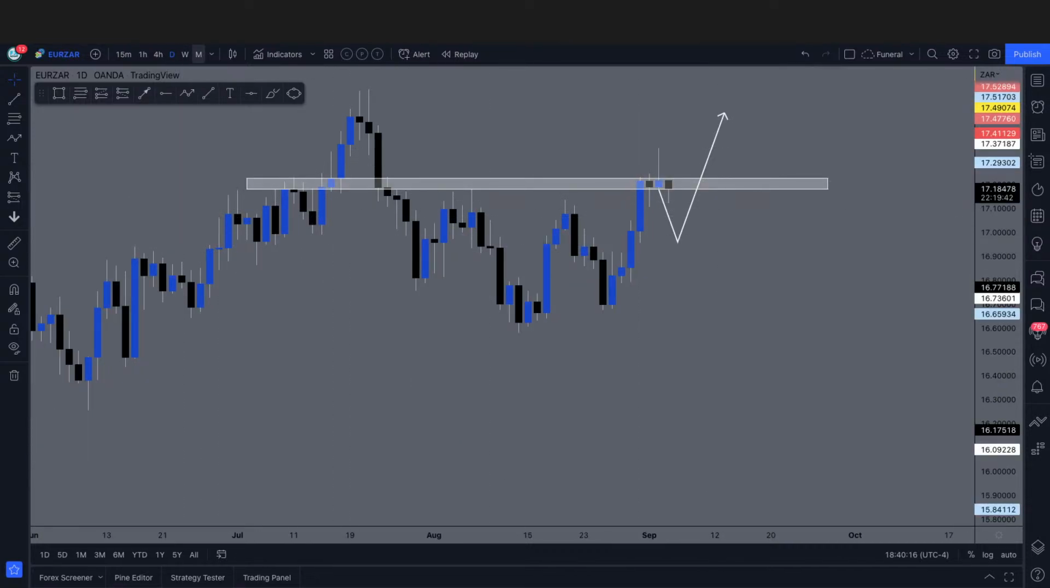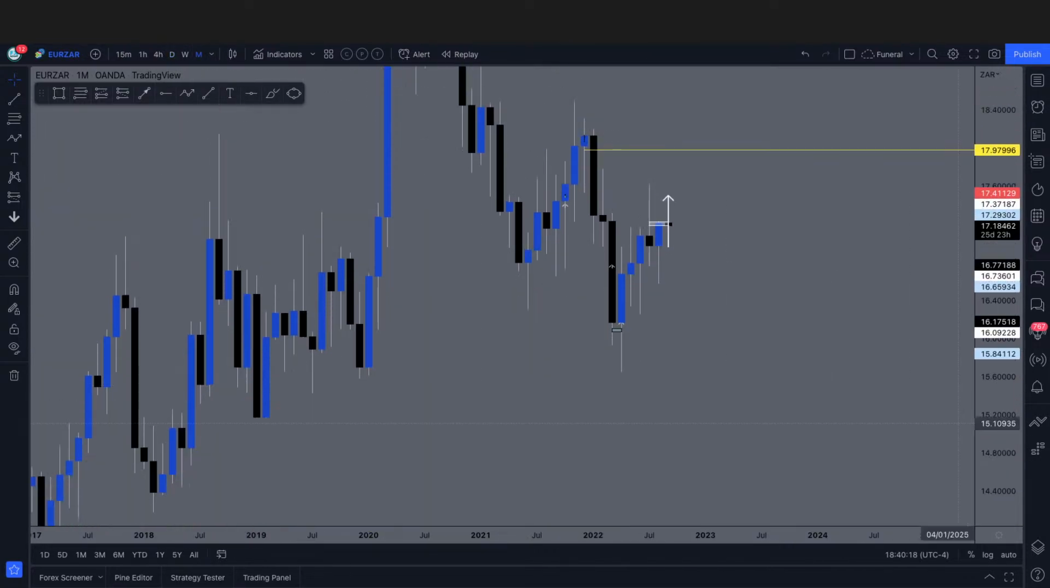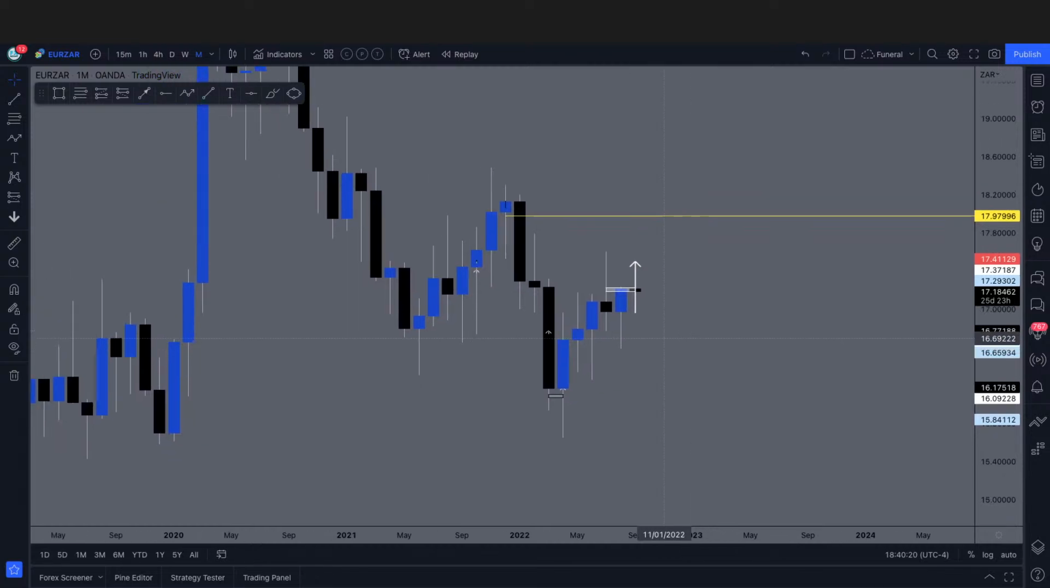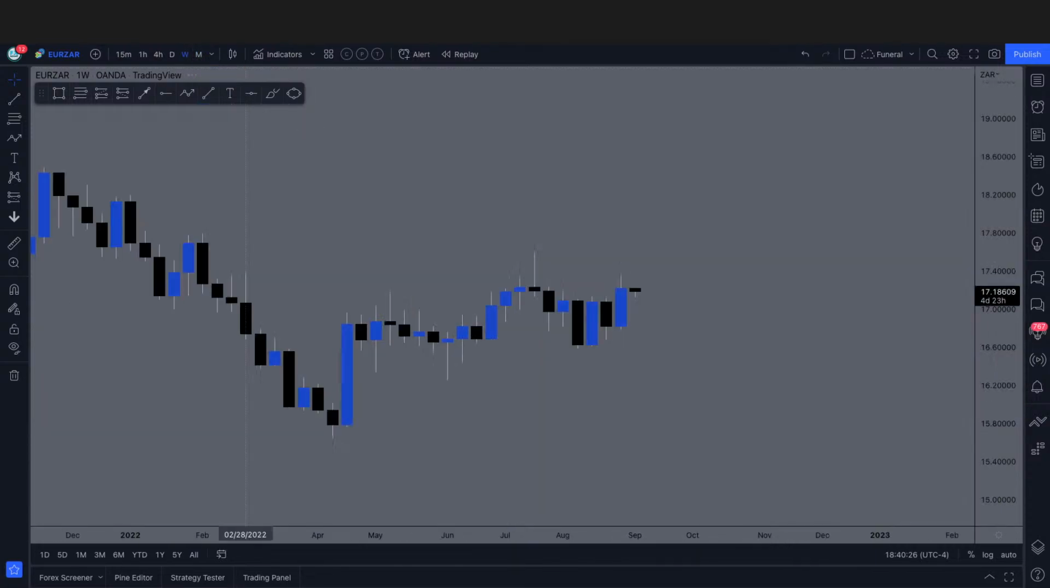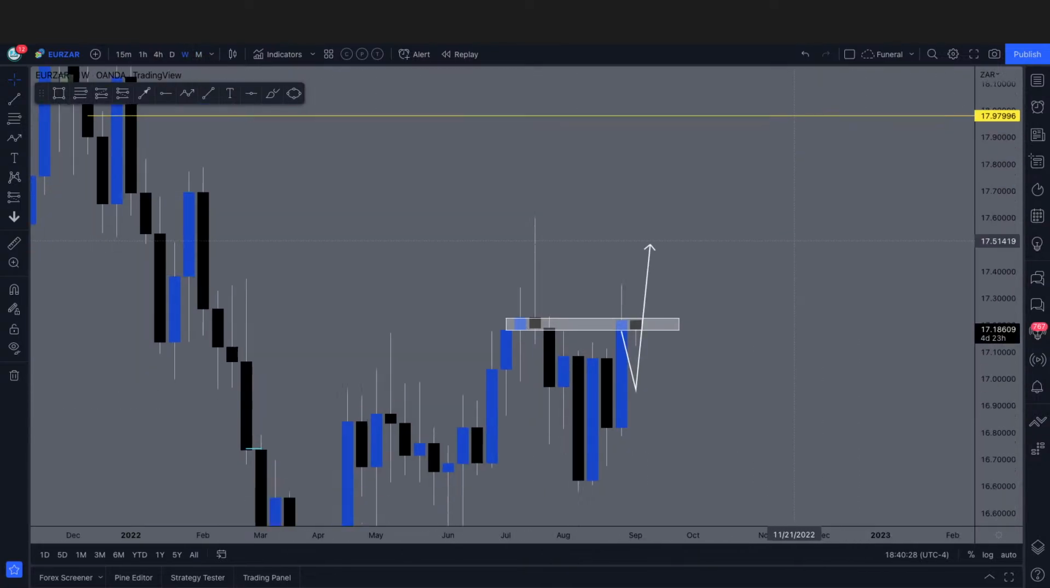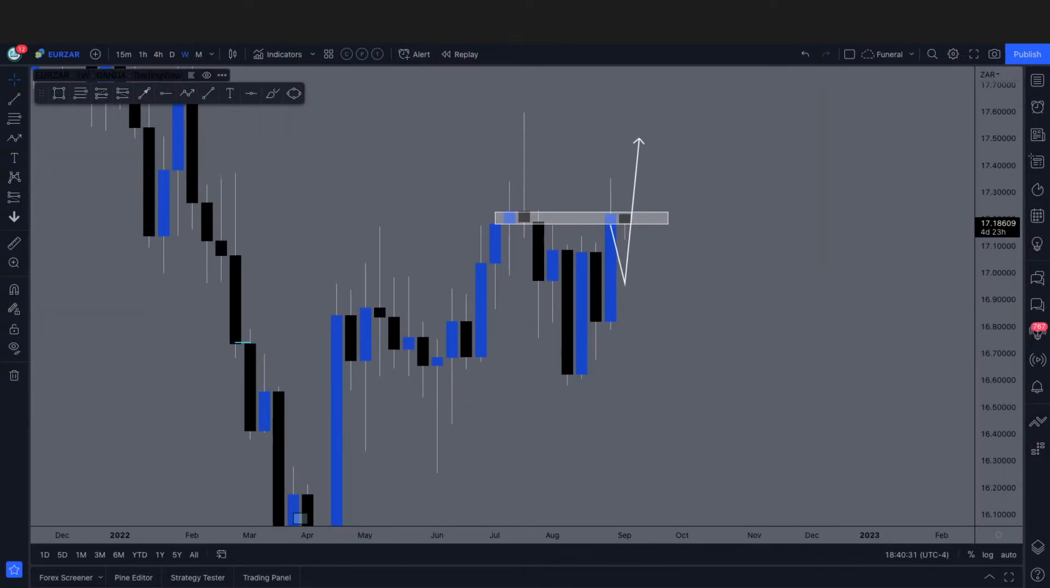Going down to EUR/ZAR, if we look at EUR/ZAR from the monthly time frame, we are pushing to the upside quite aggressively, breaking structure and creating structure. If we look at it from the weekly time frame, you can see that we've created this W formation. We want to see a completion at the neckline.